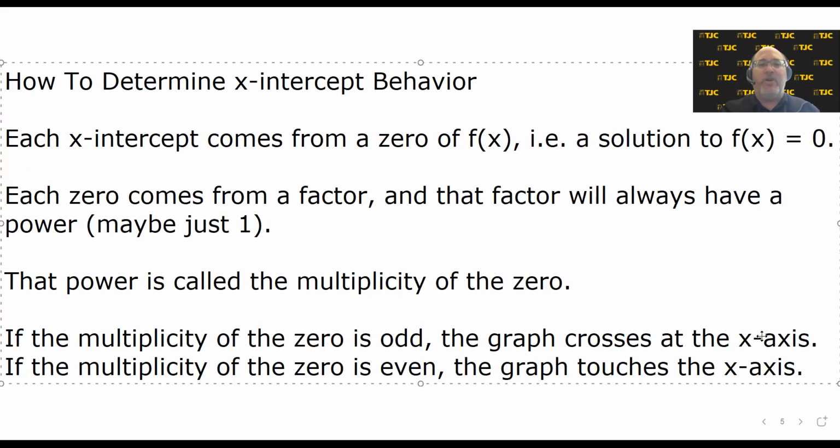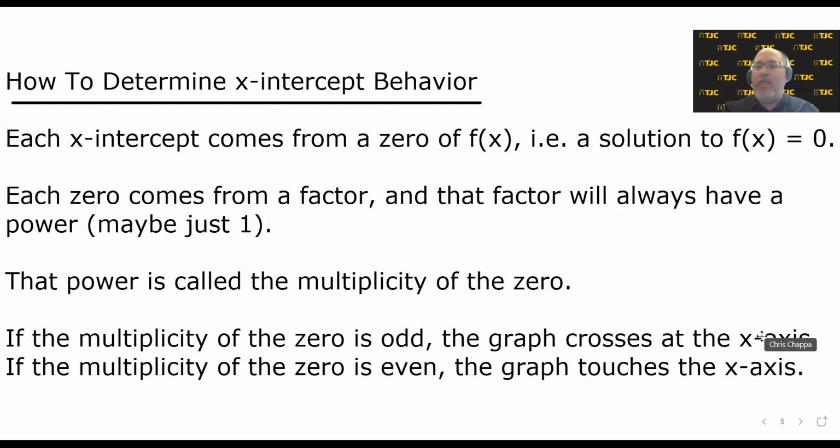Each x-intercept comes from a zero of f of x. In other words, a solution to f of x equals 0. Each zero comes from a factor, and that factor will always have a power, maybe just 1. That power is called the multiplicity of the zero. If the multiplicity of the zero is odd, the graph crosses the x-axis. If the multiplicity of the zero is even, the graph touches the x-axis.